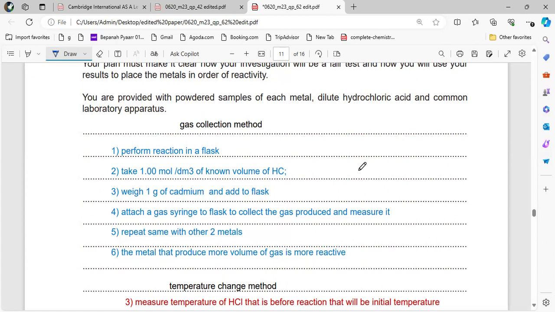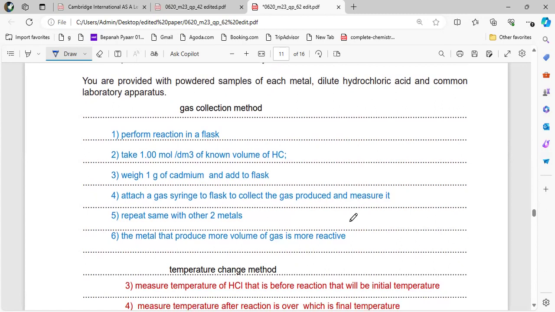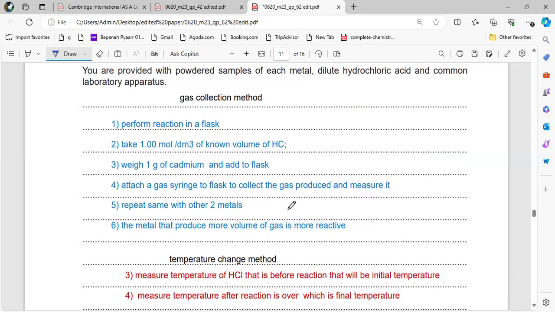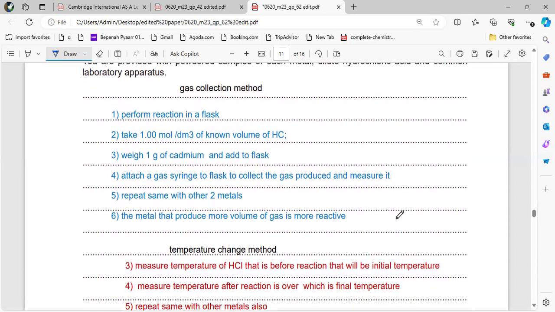Again, we have to weigh the metals. The amount is also stated: 1 gram of cadmium is added to the flask. Now, as we are using a gas collection method, to the flask we have to attach something which will collect the gas. So we are attaching a gas syringe to the flask that will collect the hydrogen gas. Repeat the same with the other two metals. Now, the metal that produces more volume of gas is more reactive. The metal which produces more hydrogen gas in a limited time will be the more reactive metal. This is the conclusion, so it should be clear from the method which you are using how it tells us which metal is more reactive.